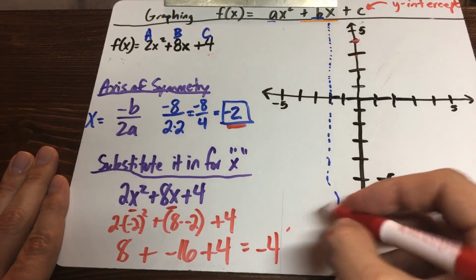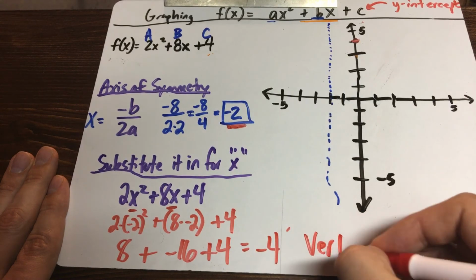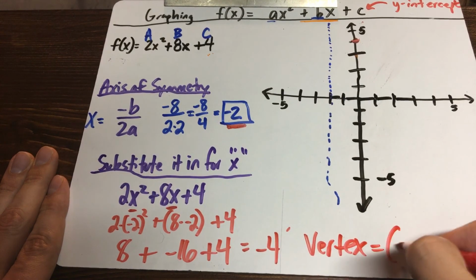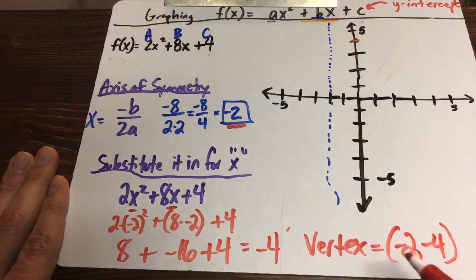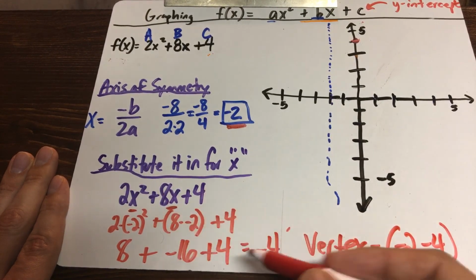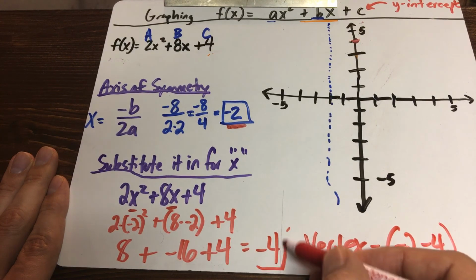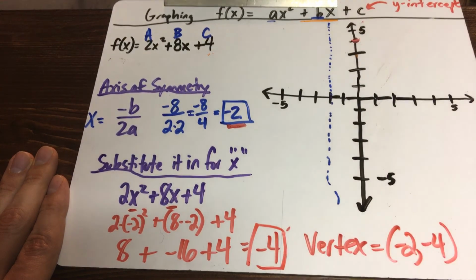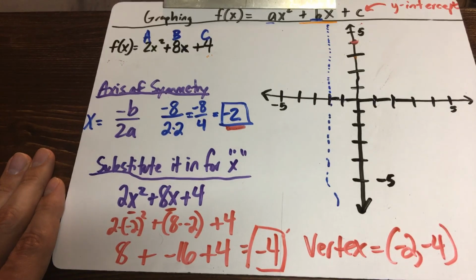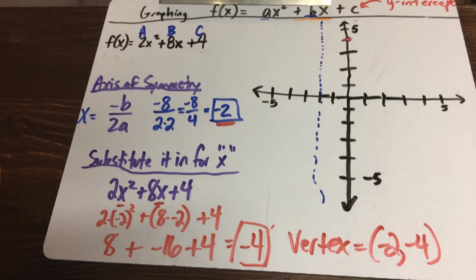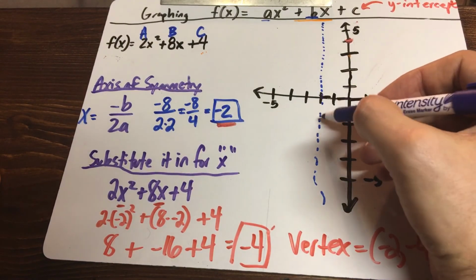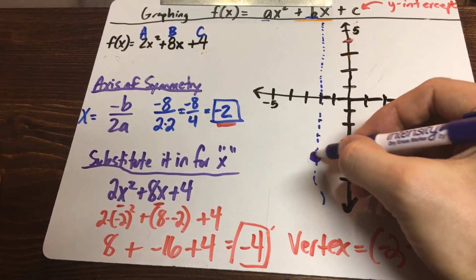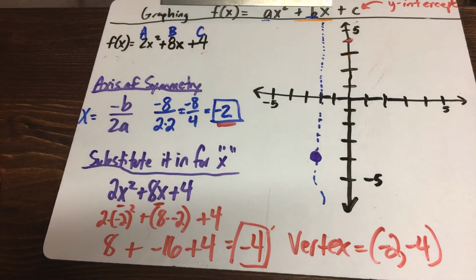That means that our vertex is going to be right here, negative 2, negative 4. The axis of symmetry tells you the x-coordinate. When you plug it in and work it out and get your answer right here, that tells you the y-coordinate of the vertex. And so now, if I go back to my graph, I know that negative 2, negative 4 is going to be the vertex of my parabola, right?